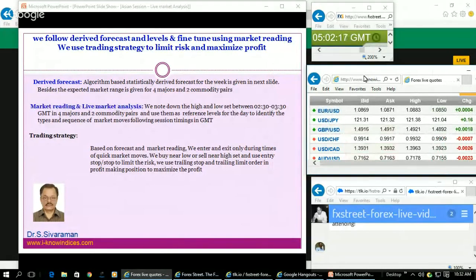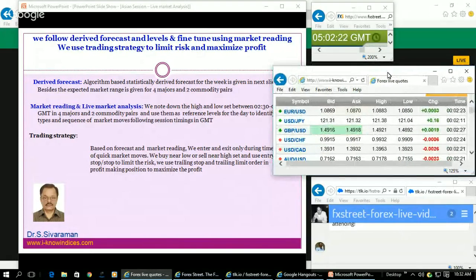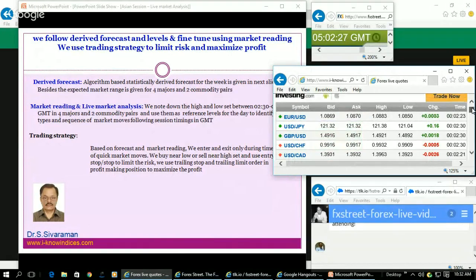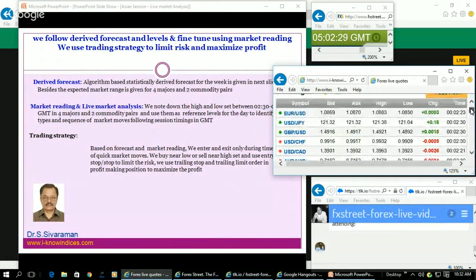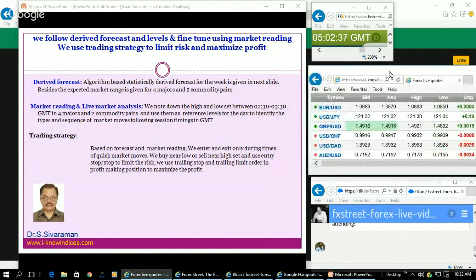In the event they breach the initial high and stay above it for more than 30 minutes, then we try to buy above the initial high. So we don't go in for the breakout trade. We like to see whether they stay above the initial high for more than 30 minutes in order to do a buy and sell trade after the rise. Similarly, we try to do the sell and buy trade once they breach the initial low and stay below it for more than 30 minutes. Then we try to take a sell position. This is how we do the market reading.